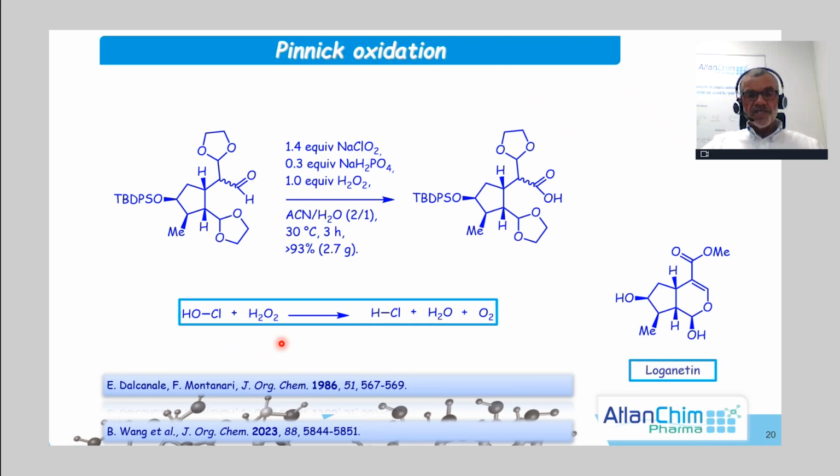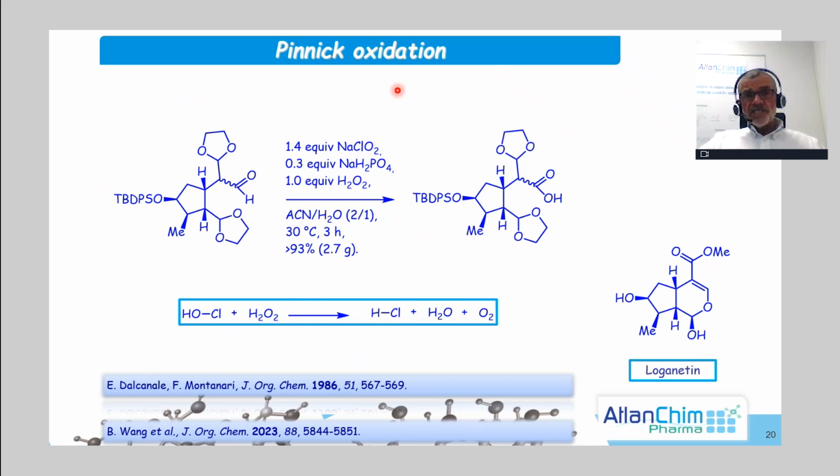In the Pinnick oxidation, hydrogen peroxide can be used as a hypochlorous acid scavenger, resulting in the formation of oxygen gas. This oxidation of aldehydes to carboxylic acids with sodium chlorite using hydrogen peroxide as a scavenger is known as the Dalcanale oxidation, and you have here the reference of this methodology.